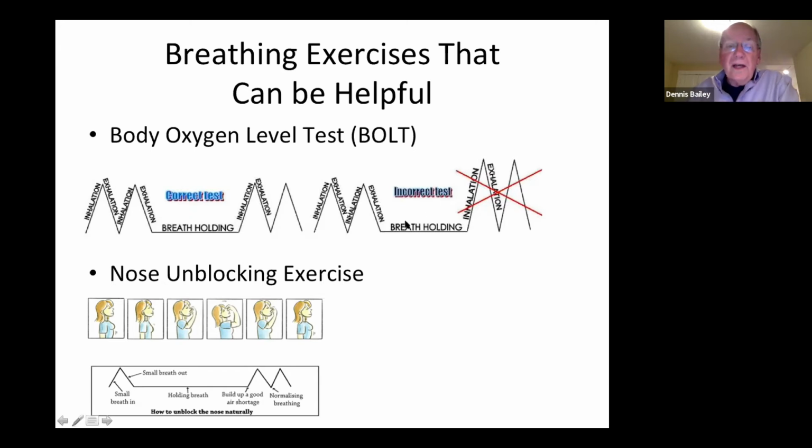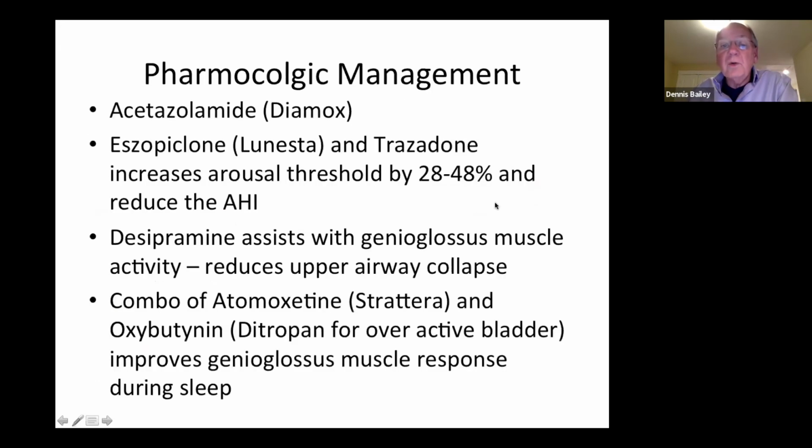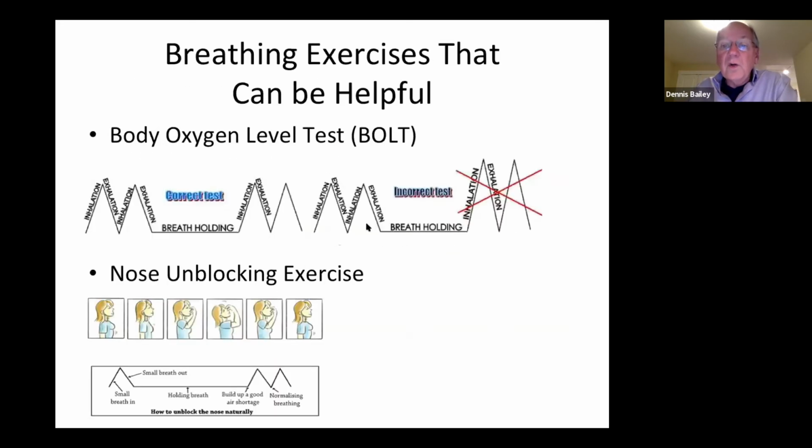In the incorrect test, and what happens to people when they first start doing this, is they have normal respiration here. They breath hold for as long as they can, and then they have an exaggerated inhalation exhalation period. So if you do this with people, or you do this yourself, and this is what you do, I apologize. If this is what you do over here on the right, and not this with a breath hold, then you probably have a high loop gain. It's that simple. And so this test can help to correct some of that.